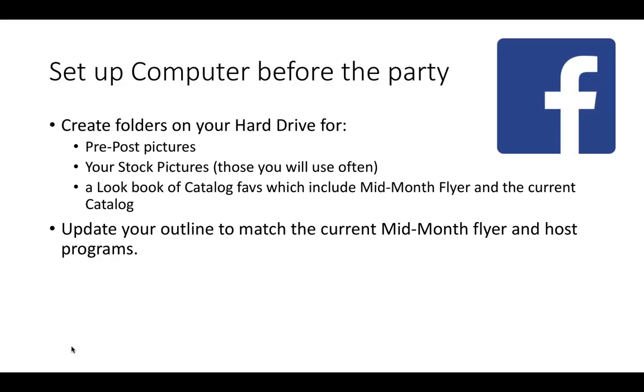One folder will have any pre-post pictures that you do, because we do open this up before the party night. Your stock pictures, so these would be pictures that you would use on a regular basis. And then a lookbook of your catalog faves and your mid-month flyer. So that way, those items, the catalog faves, could stick around for the four-month period of when the catalog is actually there, and then the mid-month flyer will, of course, change periodically.